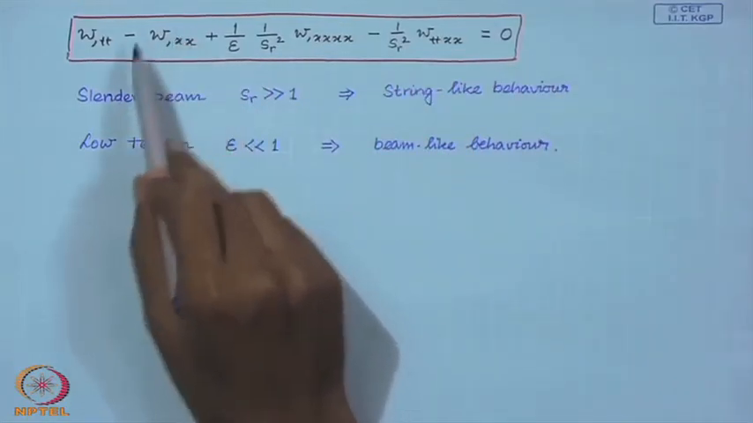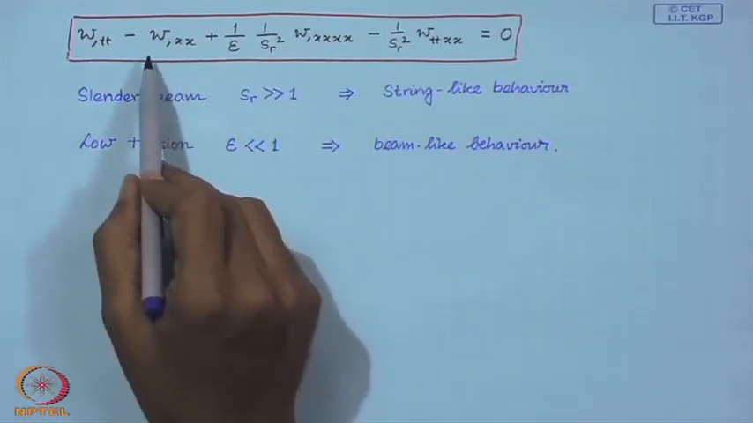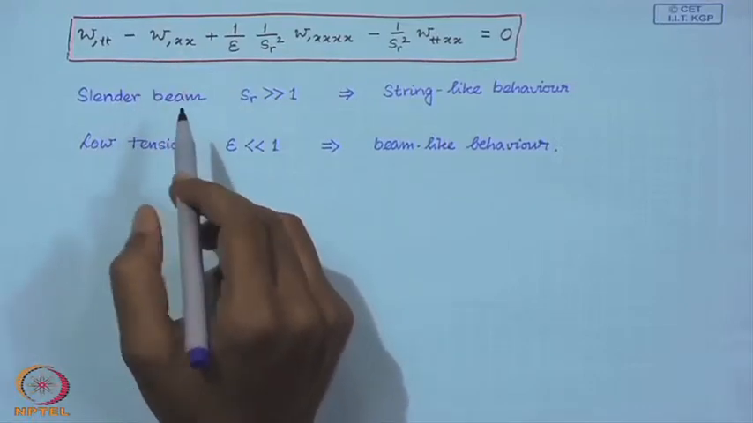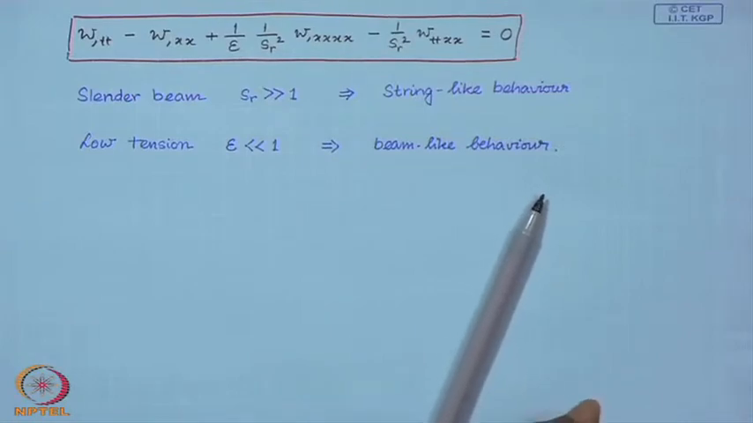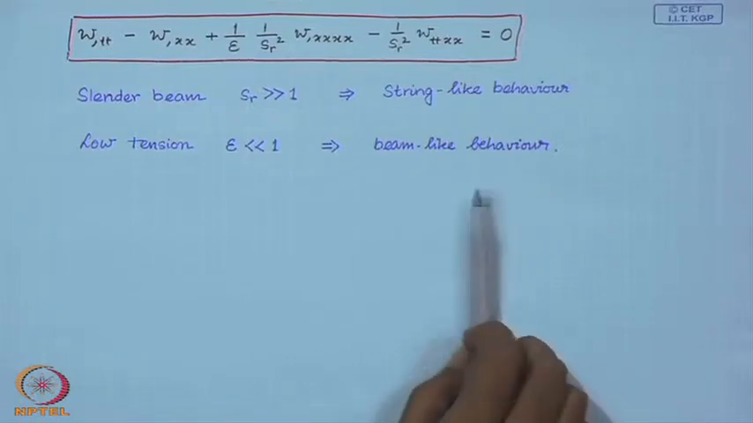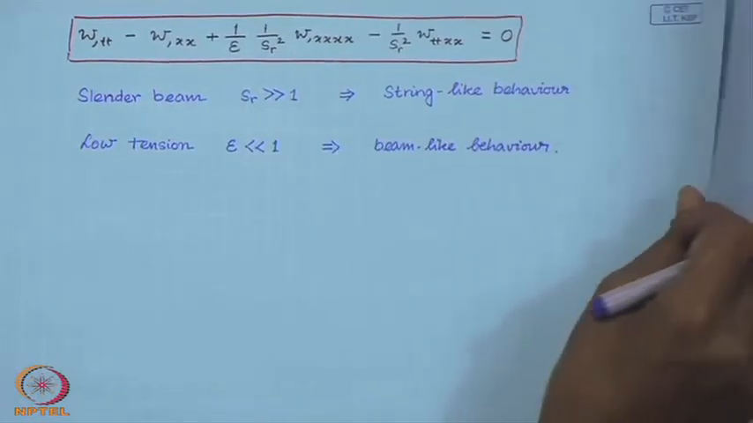Another way to look at it is that the restoring force in a guitar string is more because of tension than because of its flexural rigidity, or flexural stiffness.